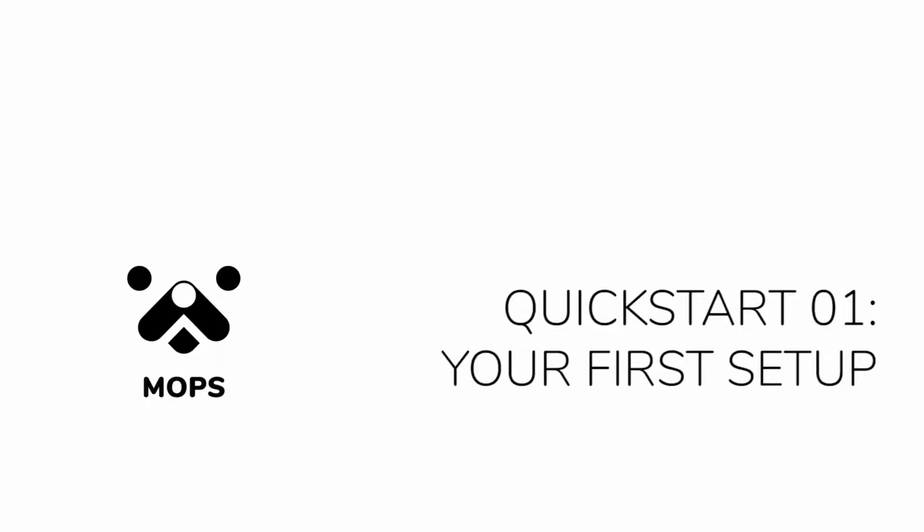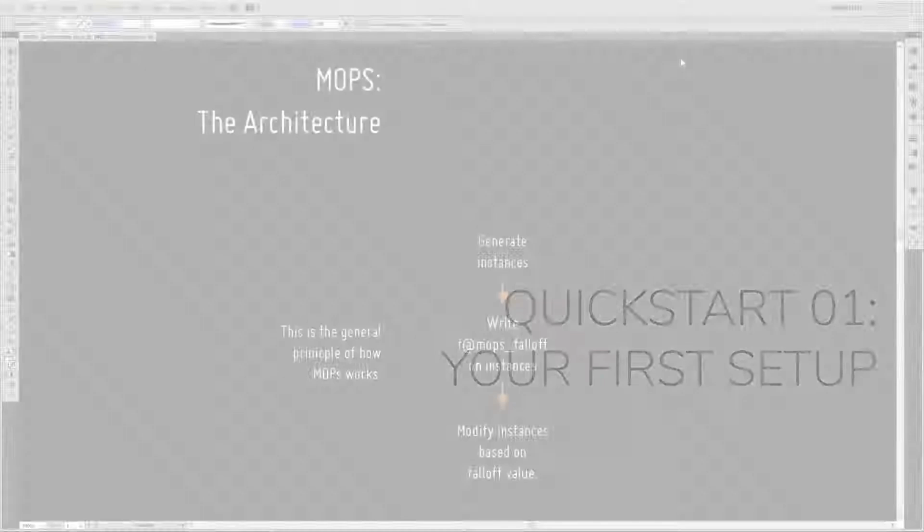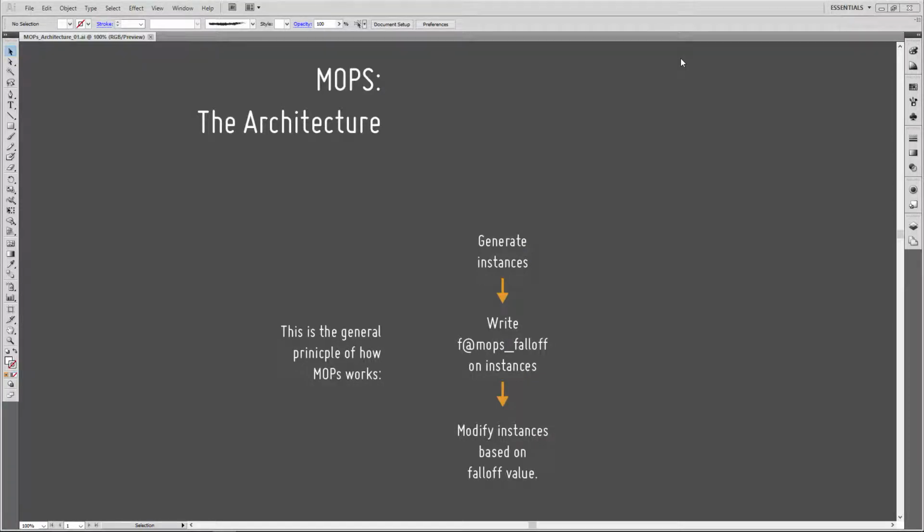To get you started with using mobs quickly, let's first look at the underlying architecture. And the architecture is rather straightforward. It only consists of 3 elements. So the general working principle of mobs is, first we generate some instances, which are kind of copies of a given geometry that are faster to work with.